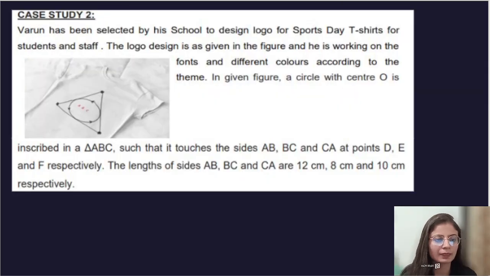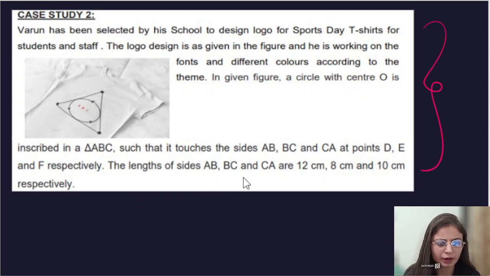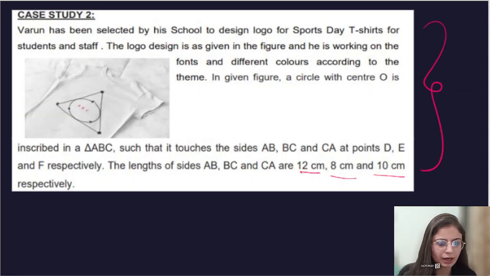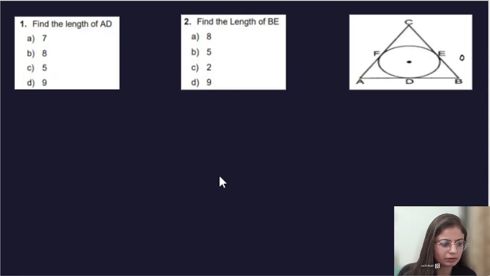Okay. So again we have this passage. Okay. So let's just focus on the data values what we have. Okay. The lengths of triangle sides AB, BC and AC are 12 centimeter, 8 centimeter and 10 centimeter respectively. Okay. So we have a triangle and it circumscribes a circle, right? So we are given that AB is 12, right?